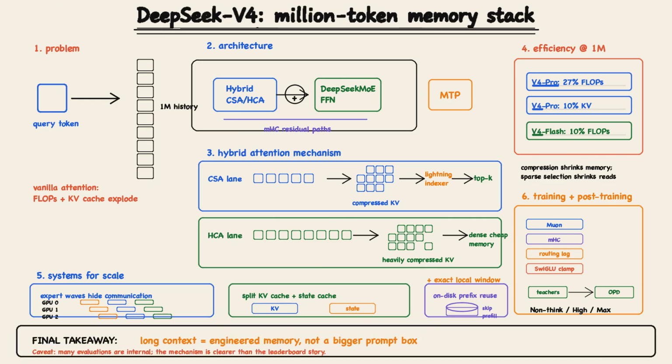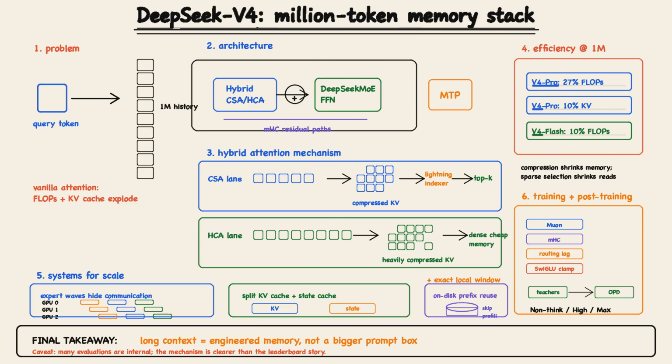There is also a stability stack. Muon changes the geometry of matrix updates. MHC changes residual mixing. Anticipatory routing reduces routing feedback during spikes. SwiGLU clamping suppresses extreme values. That sounds like the authors discovered that a trillion parameter MoE does not merely scale smoothly. They say that openly. The design is powerful but complex. Post-training then combines specialist teachers through full vocabulary on-policy distillation, giving non-think, high, and max reasoning modes.